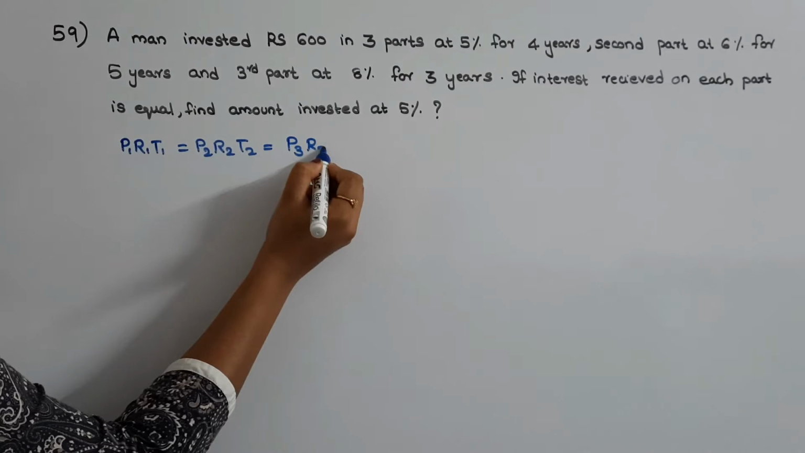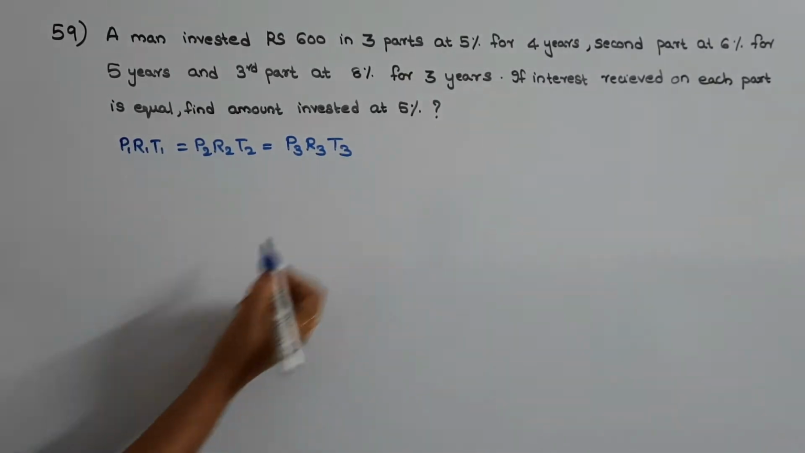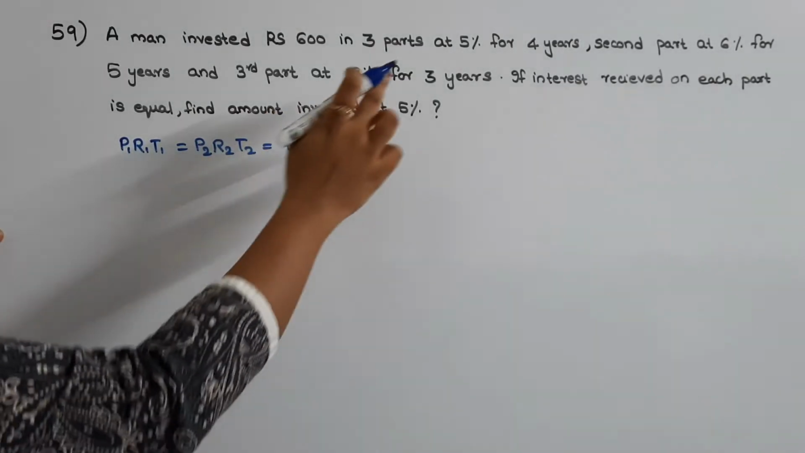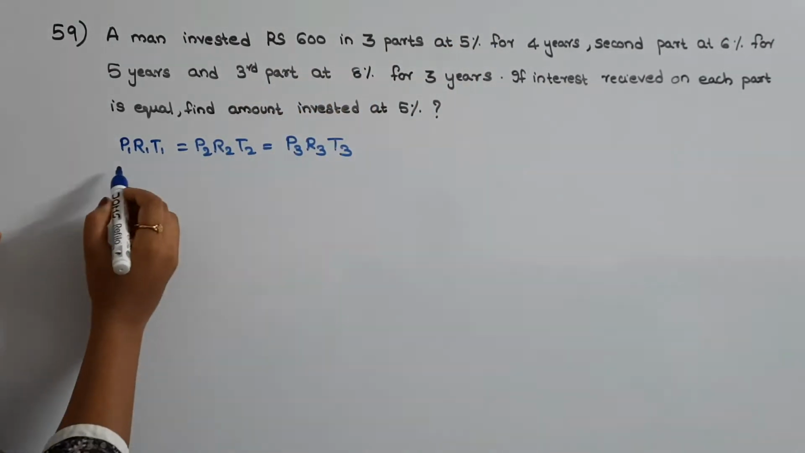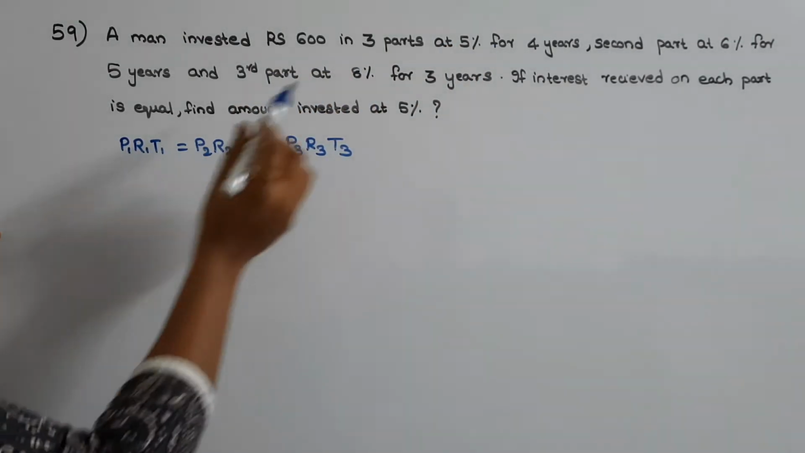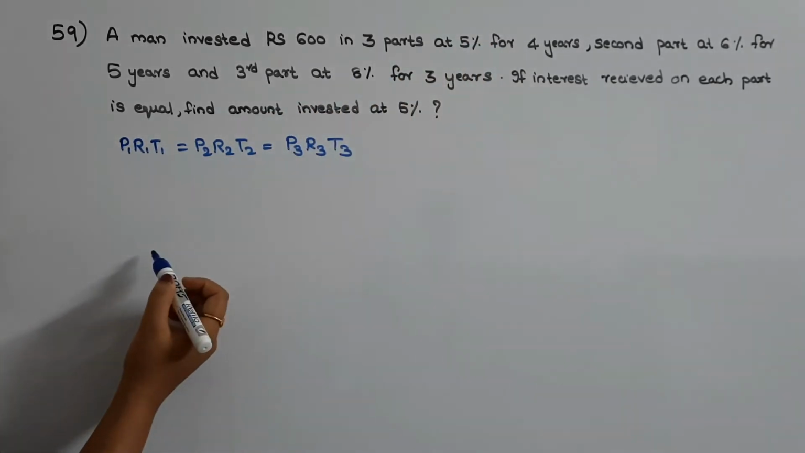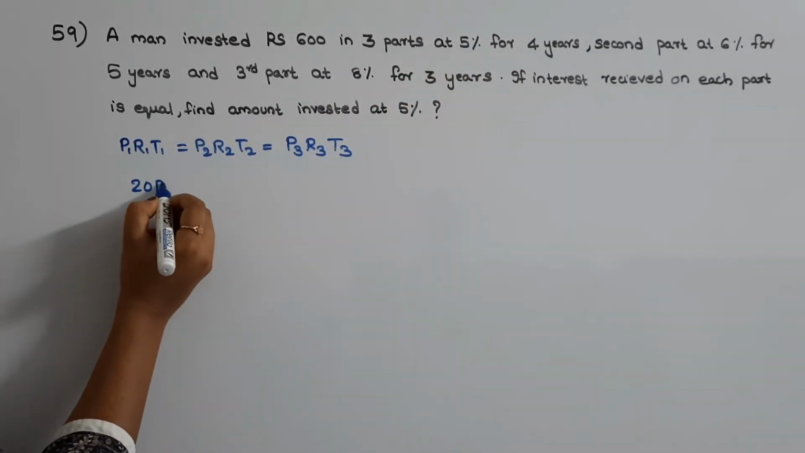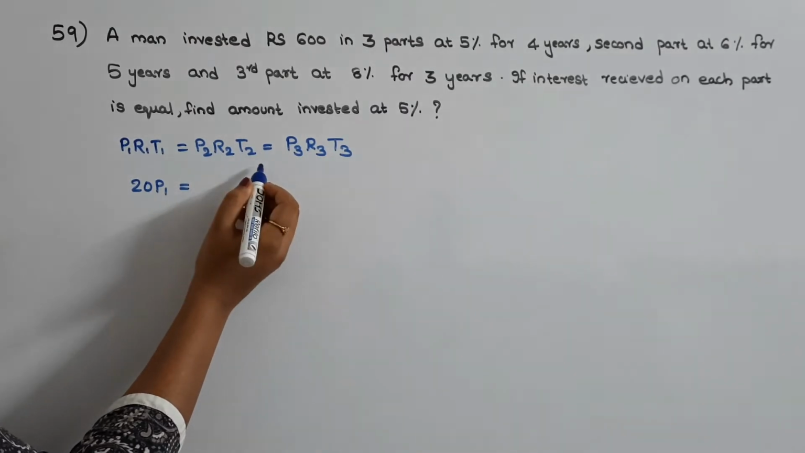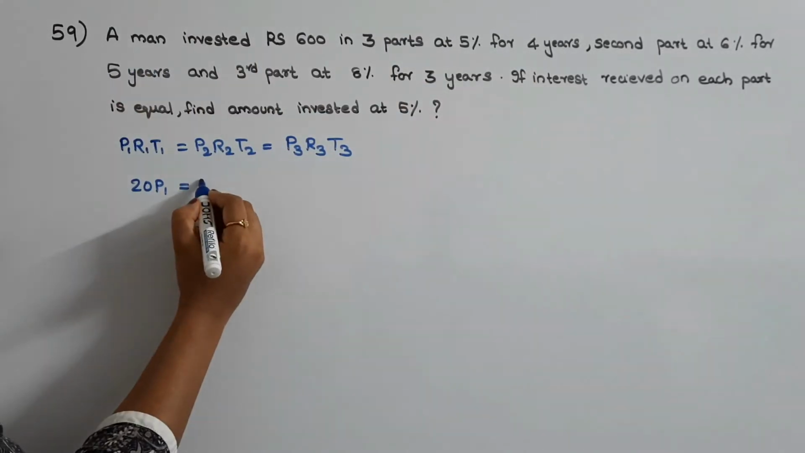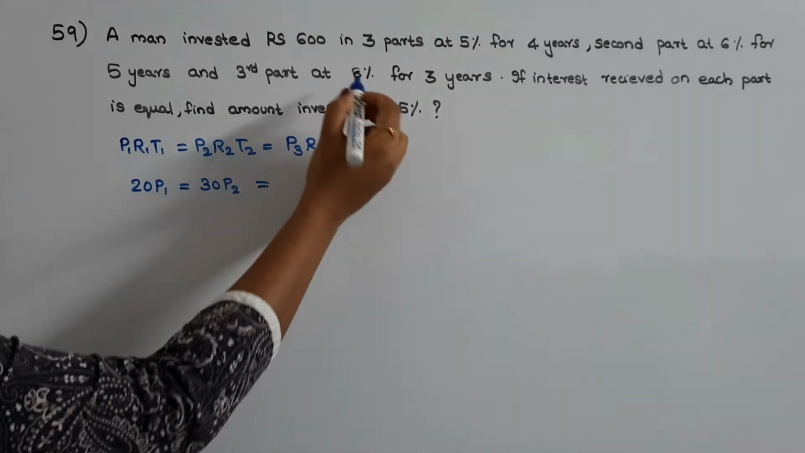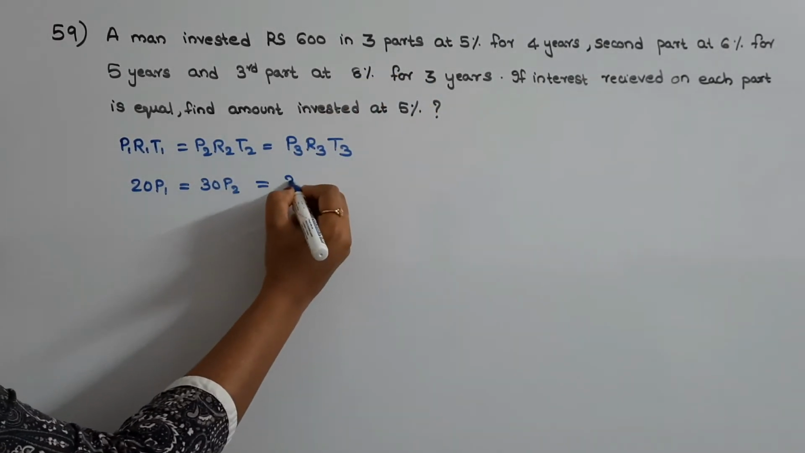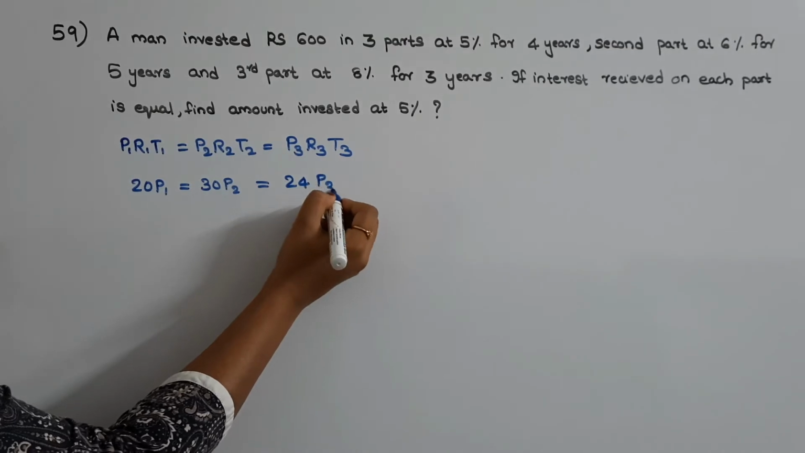So since the interest is the same, we can write P1 R1 T1 is equal to P2 R2 T2 is equal to P3 R3 T3. Now let us substitute the values of rate and time period. On substituting we get P1 R1 T1, 5 into 4, that is 20 P1, is equal to R2 T2, 6 into 5, that is 30 P2, is equal to R3 T3, 8 into 3, that is 24 P3.